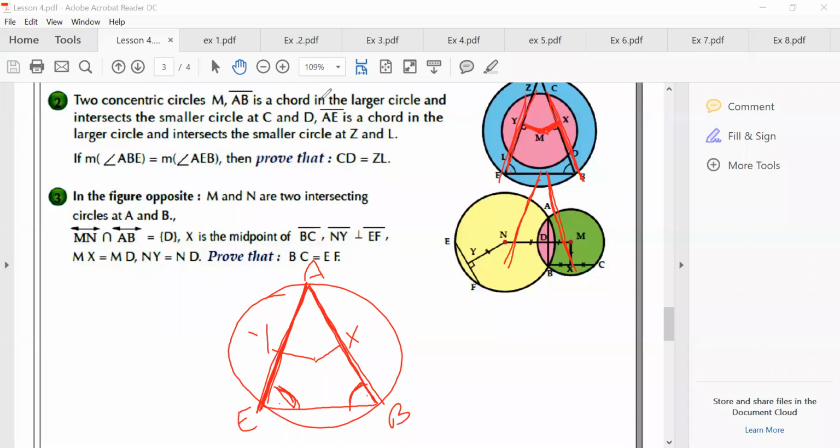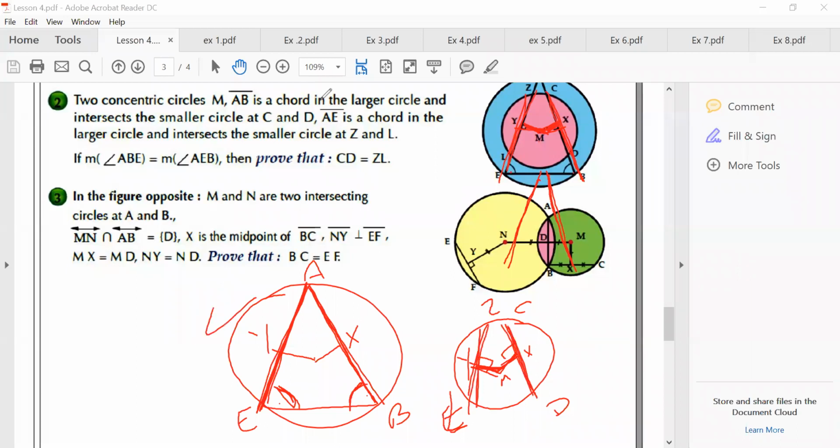Then I will leave the big circle and go to the small circle, which has ZL and CD, with the same MX and MY. MX and MY are the same in the smaller one. I have proved from the big one that they are equal. When they are equal and perpendicular, you will deduce that the two chords are equal.